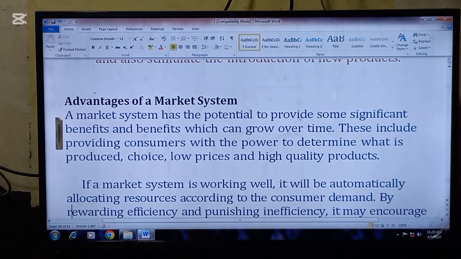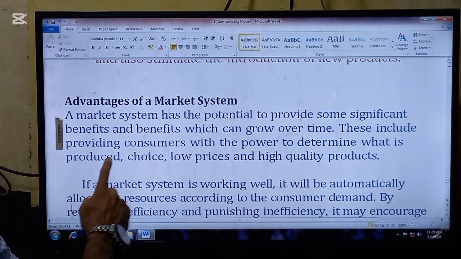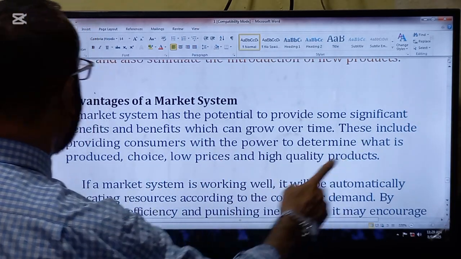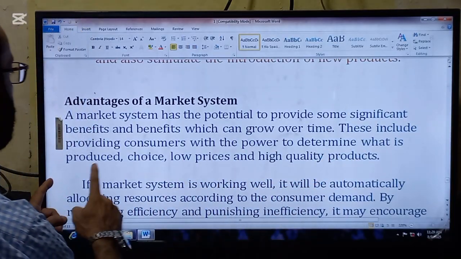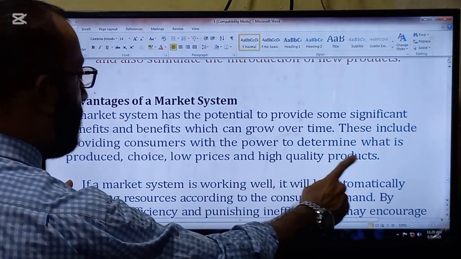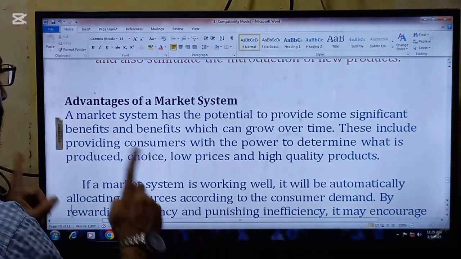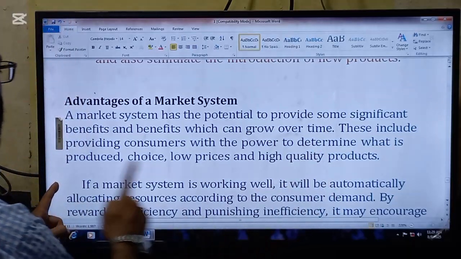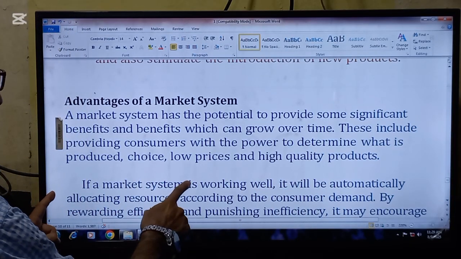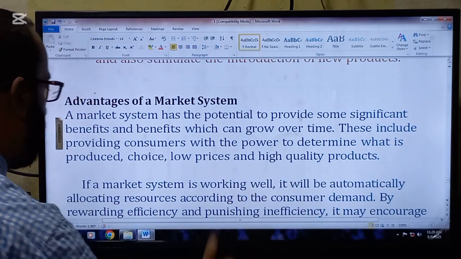The next thing that we are going to read in the lecture is the advantages of the market system. A market system has the potential to provide some significant benefits and the benefits which can grow over time. These include providing consumers with the power to determine what is produced. So this is the biggest advantage of the market system, that consumers have the power to determine what is produced, choice, low prices and high quality products. So these are the biggest advantages.